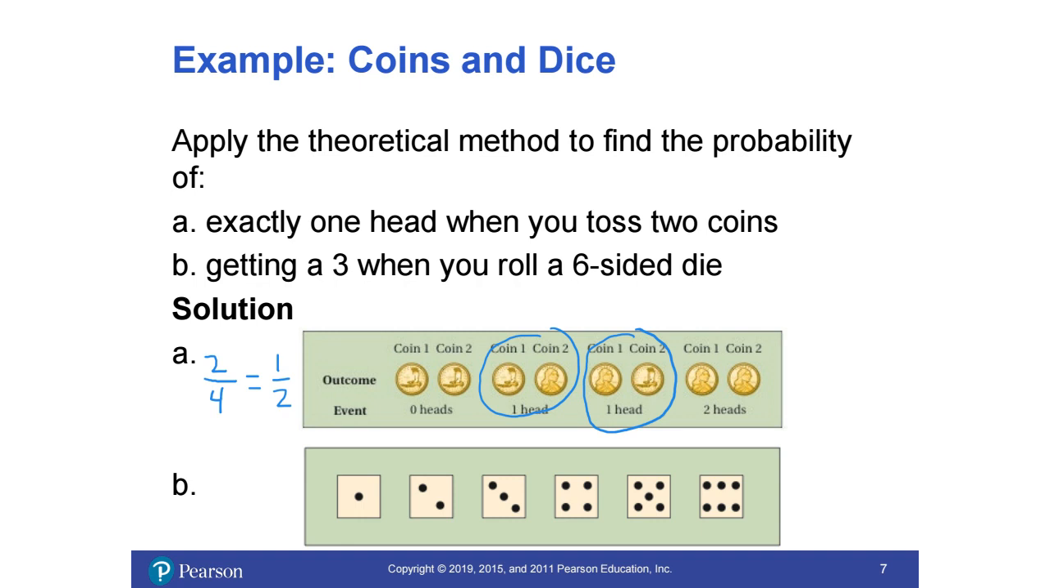And then an even more straightforward problem: what's the probability of getting a 3 when you roll a 6-sided die? Well, there is exactly one way to get a 3, and there are 1, 2, 3, 4, 5, 6 outcomes. So the probability of getting a 3 is just 1/6. And that's how the theoretical method of finding probability works. You check to make sure you have equally likely outcomes, and then you count. Count the number of ways your event can happen, then count the total number of outcomes.